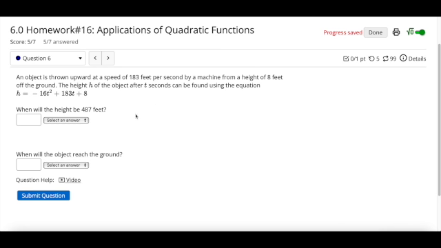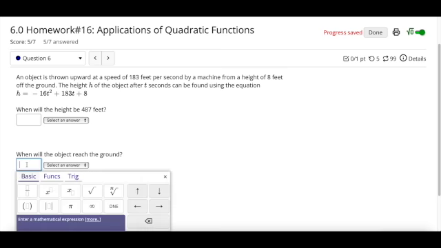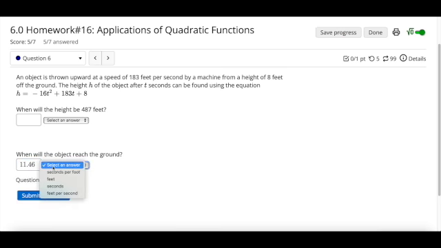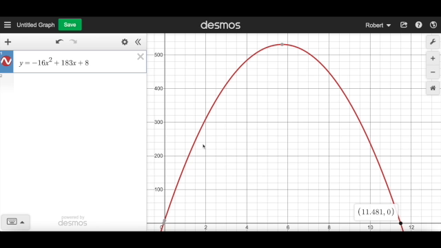The question is, what's the height going to be at 487 feet? That's a tricky question, so I want to do that second. Let's do the last one primarily. When will it reach the ground? Well, we know where to go for that now. So we're going to move to here. We're going to get it at 0, and it's going to be 11.481 seconds. And this is the important part here. You have to select the correct units. Seconds is your unit. I typed 46. I need to change that to 48. And otherwise, it should be okay.